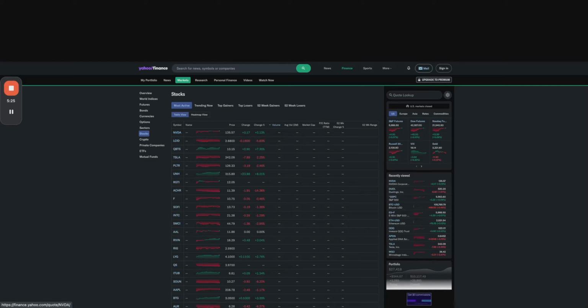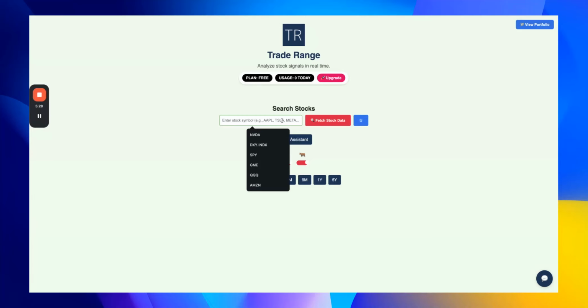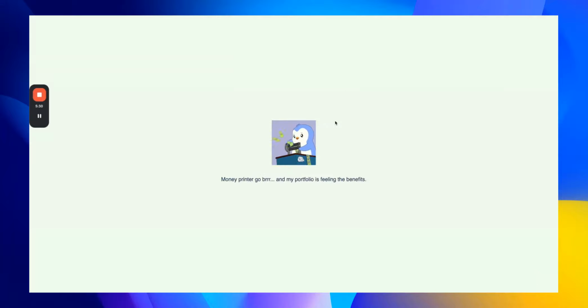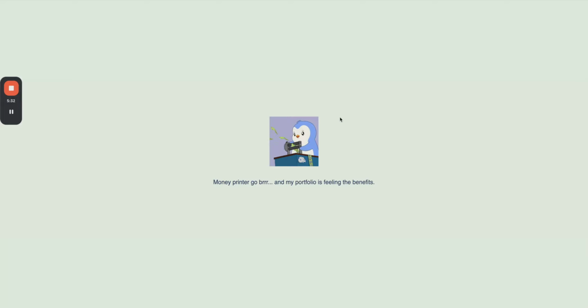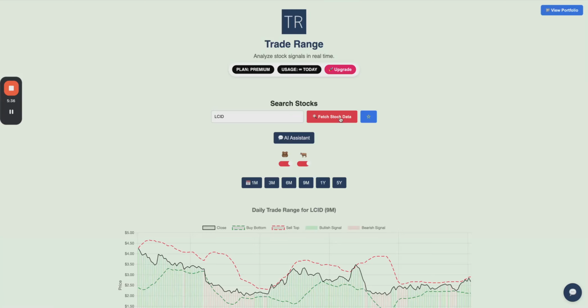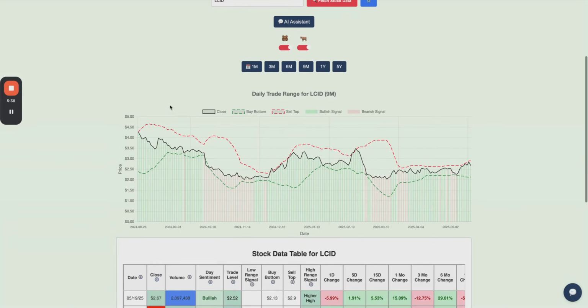I'm going to go ahead and look at what do we have. We have Lucid as one of the other stocks. I'm going to type that in. I'm going to do my fetch data, which will take a little bit of a second because I'm doing a bunch of math for you in the background, especially to give you the bullishness, especially to give you the range, especially to be able to give you that rolling return.